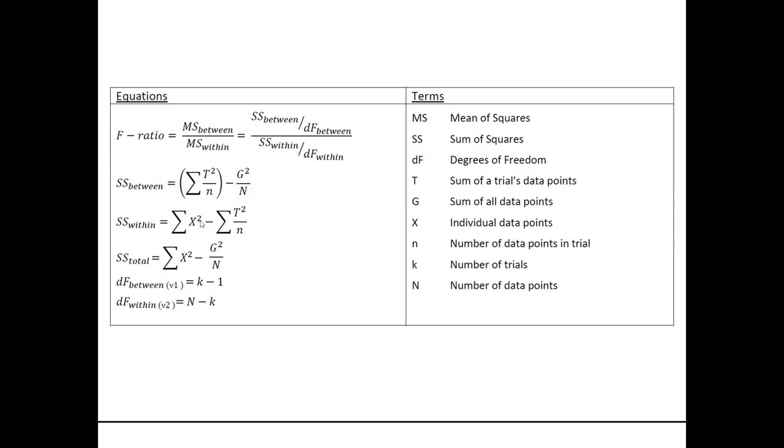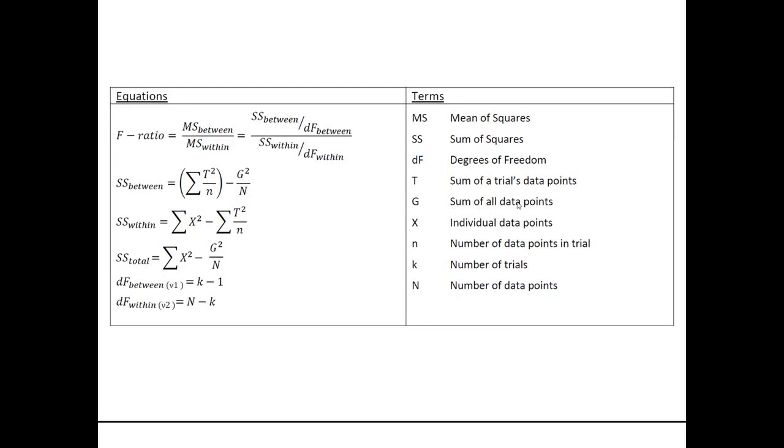These sum of squares between and within groups, as well as the degrees of freedom between and within groups, are defined further below here. You can also find this in your notes. A couple of abbreviations that we use: SS here stands for sum of squares. DF stands for degrees of freedom, which is similar to what we used before. T is the sum of all trials data points, and we will get to that.